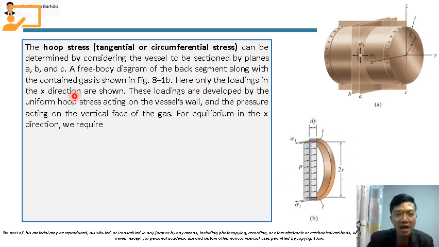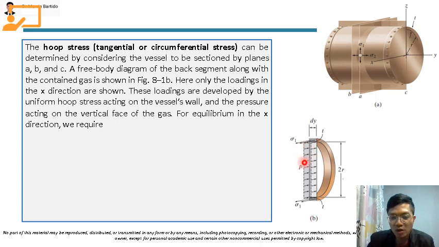Here, only the loadings in the x direction are shown. So the x direction here, these loadings are all in the x direction. These loadings are developed by the uniform hoop stress acting on the vessel's wall. So in this wall and in this wall, there is an acting hoop stress, or tangential or circumferential stress. This is represented by sigma 1 and sigma 1. And the pressure acts on the vertical face of the gas. So this is the vertical face of the gas, and this is the pressure.